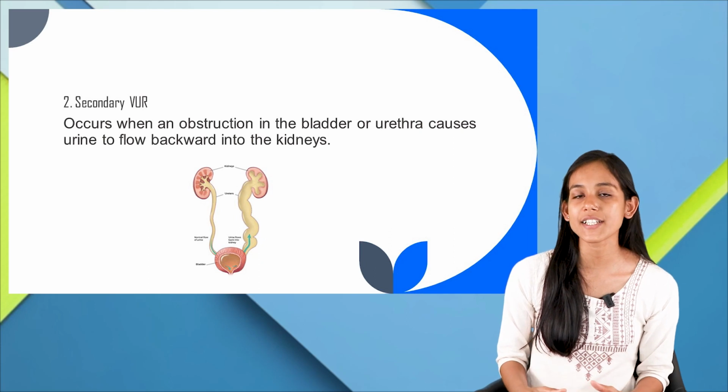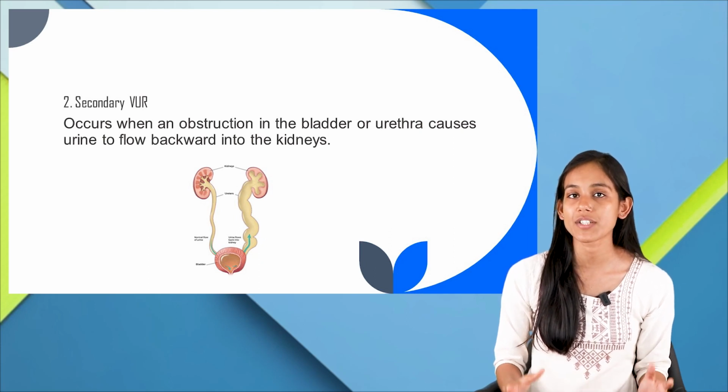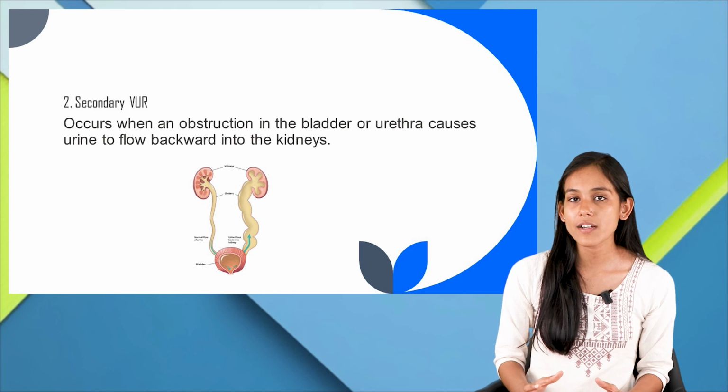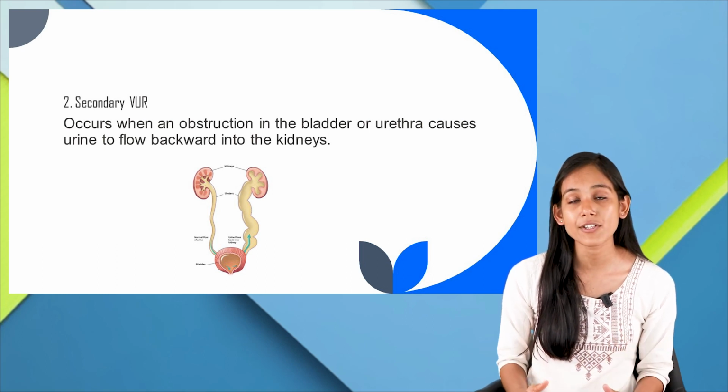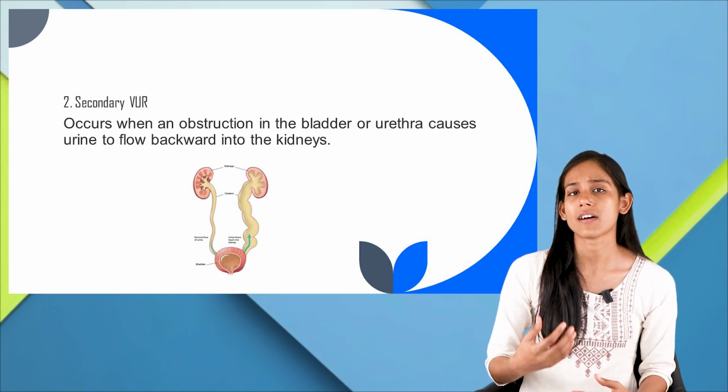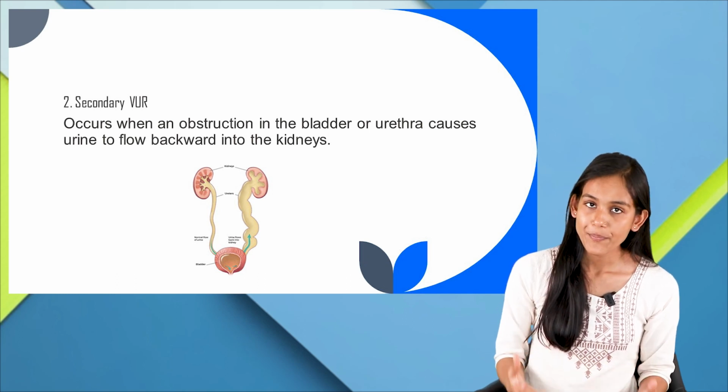And the next one is secondary VUR, or secondary vesicoureteral reflux. So this occurs when there is an obstruction in the bladder or urethra which causes the urine to backflow to the kidneys.